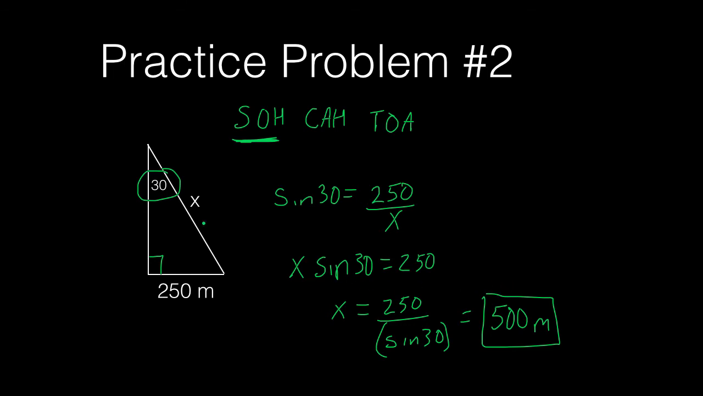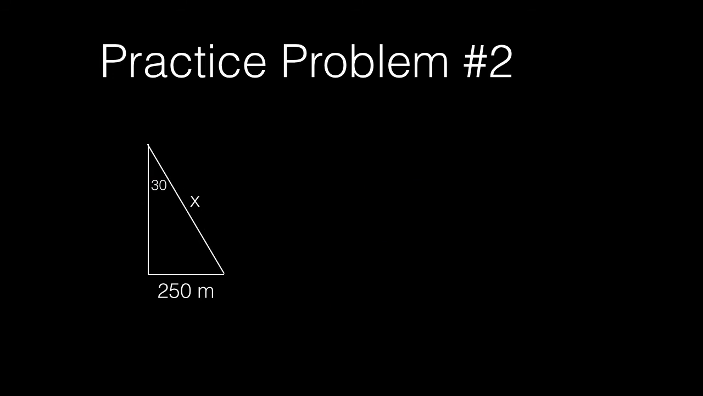And so let's go back and look at it and see if it makes sense. So if x is equal to 500, would this seem logical? And that's our hypotenuse, so it's got to be the longest side, and it's twice as long as this side, so it seems logical. Okay, practice problem number 3.